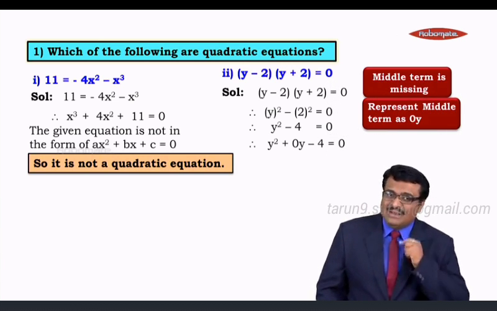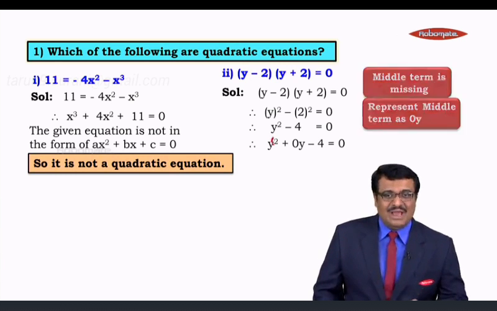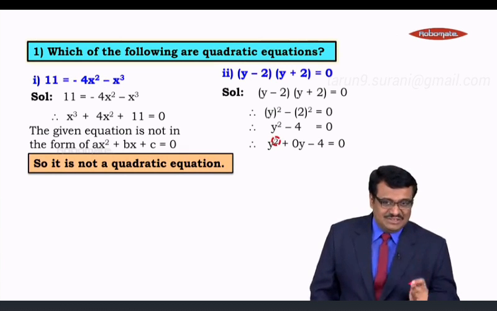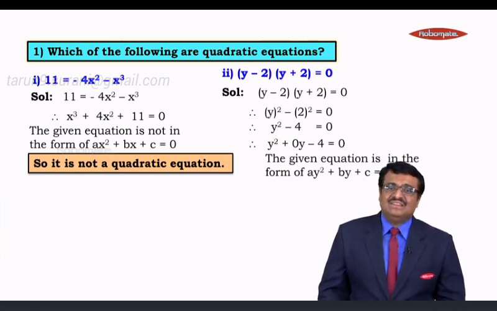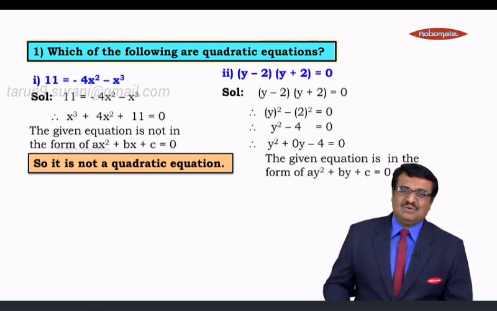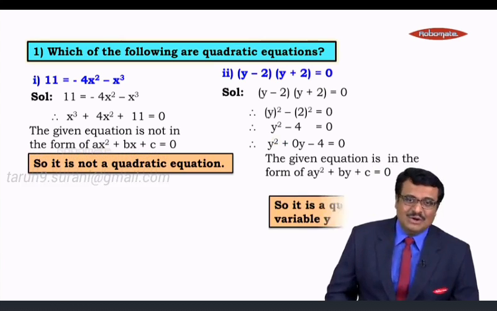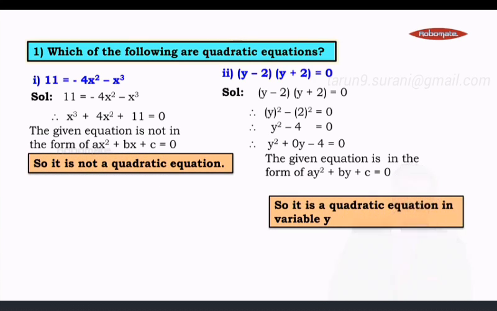Can you see now the equation has come in the form of ay square plus by plus c is equal to 0? The highest index is 2. Yes, and the given equation is in the form of ay square plus by plus c is equal to 0. So what can you say? So it is a quadratic equation in variable y. Thank you.